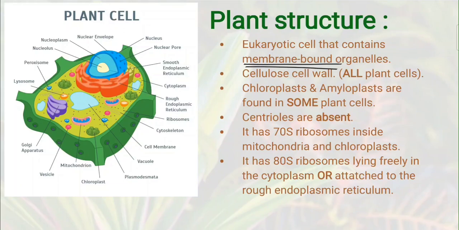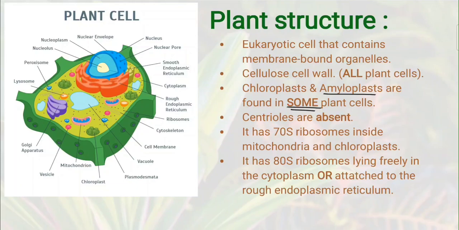Of course, we know some organelles have a membrane and others do not, like the centrioles, which are actually absent in the plant structure but present in the animal structure. Chloroplasts and amyloplasts are found in some plant cells, but not all. Some plant cells don't have any chloroplasts, because they don't need them.